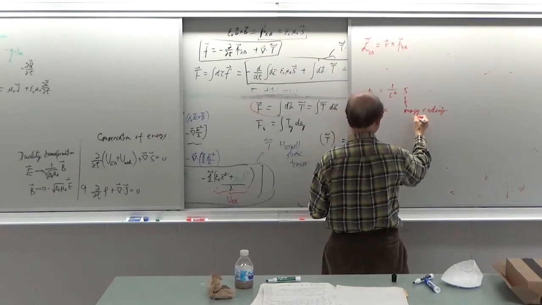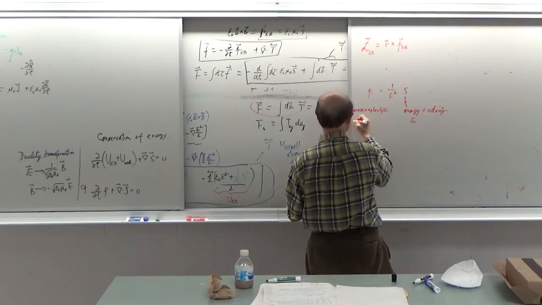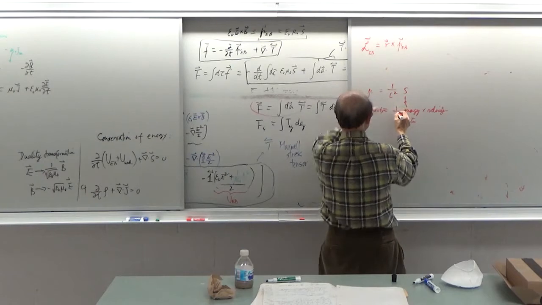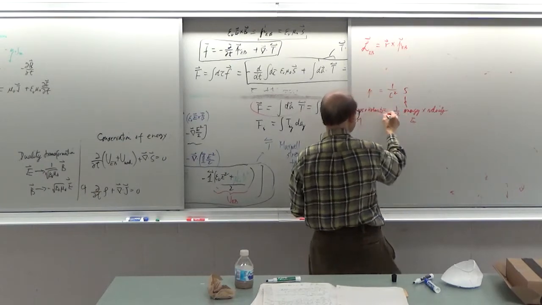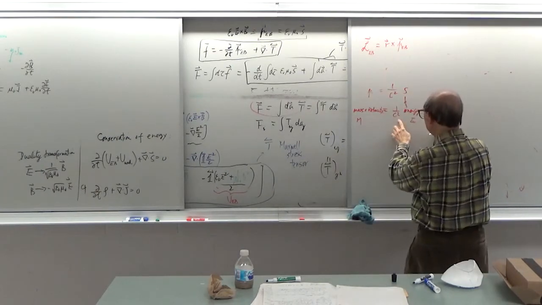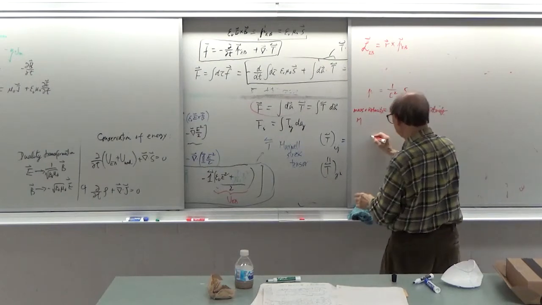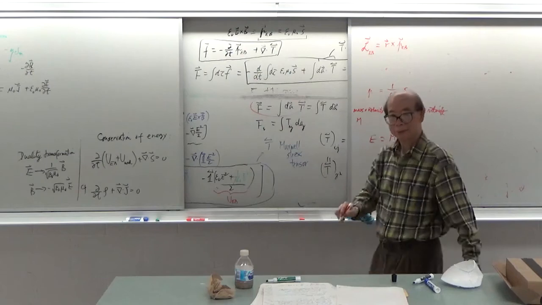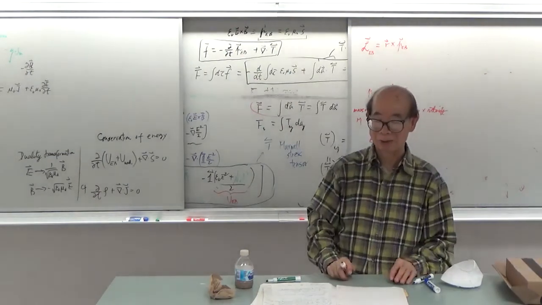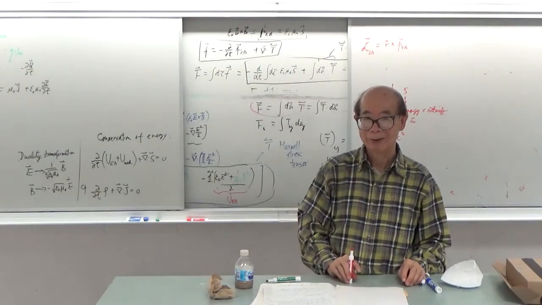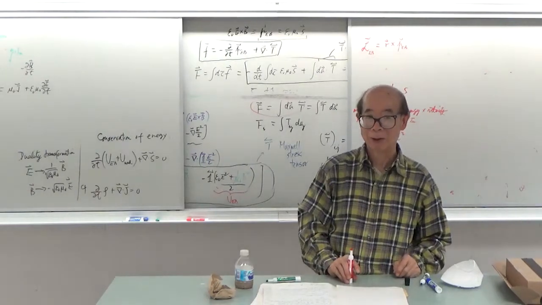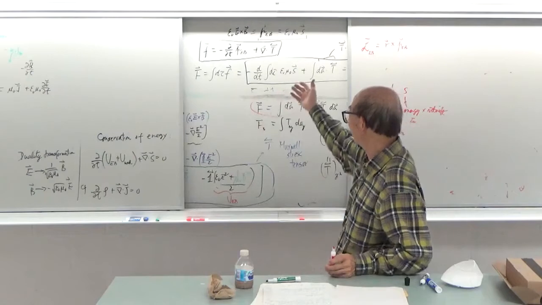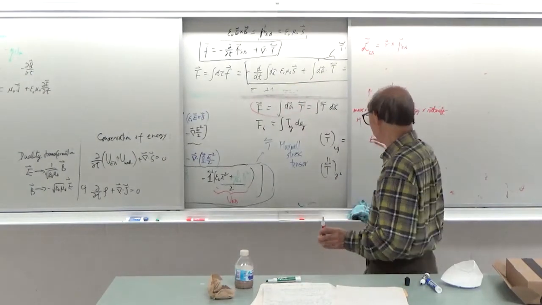So energy, let me denote by E, and mass is M. So this is divided by c squared. Velocity cancels. So if I put c squared to the other side, then I have E equals mc squared. Einstein's famous equation, which we will derive in the last part of this course when we talk about special relativity.